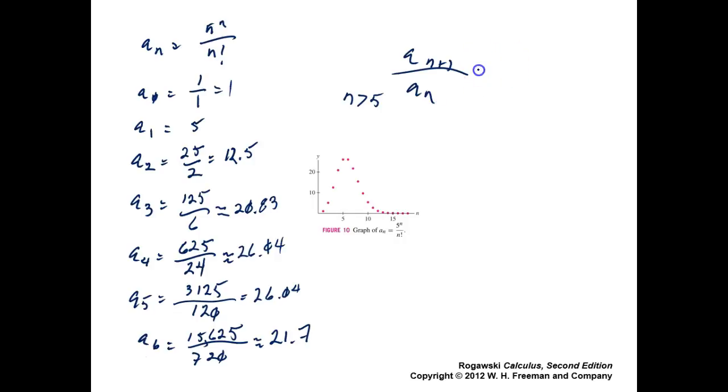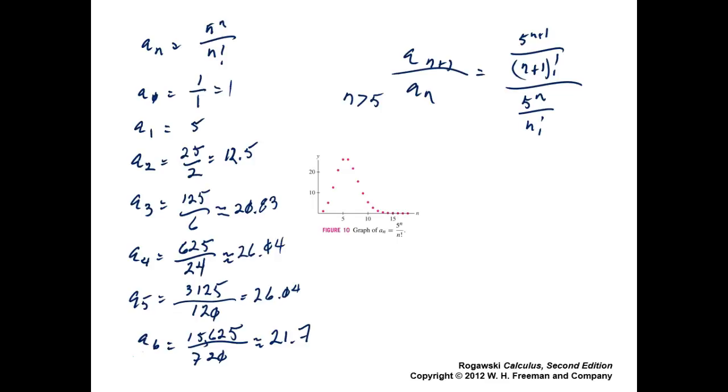Well, what that would be, in other words, your numbers are getting small, and how are they getting small? What would a sub n plus 1 be? That'd be 5 to the n plus 1 over n plus 1 factorial, okay? And divide that by 5 to the n over n factorial, right? That's what a sub n would be, right?